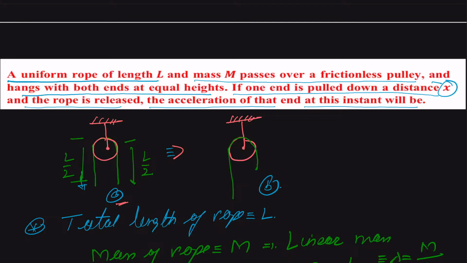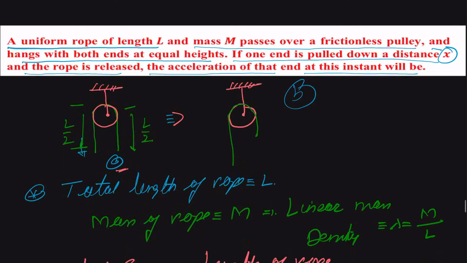Now in part B, we are given that the length is increased, or we can say it is pulled at one end. Therefore on the left side, because we said that it is pulled downward on the left side, the length becomes L by 2 plus x, and on the right side the length becomes L by 2 minus x. This is our final condition, that is figure B.